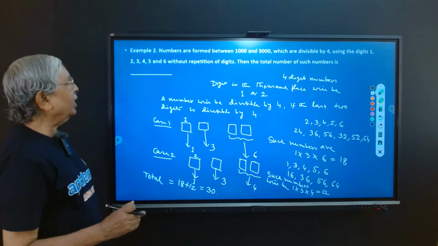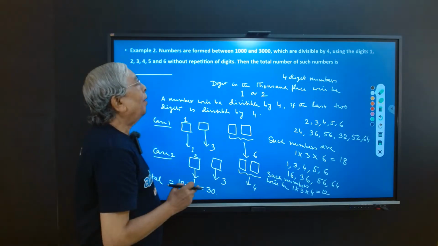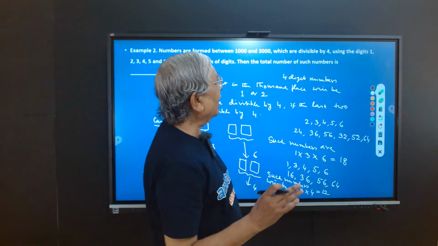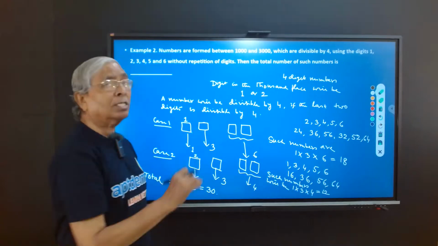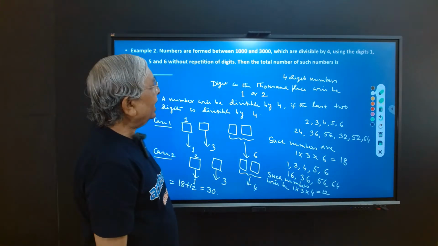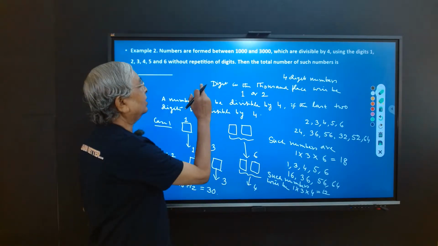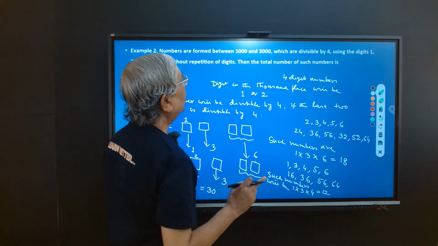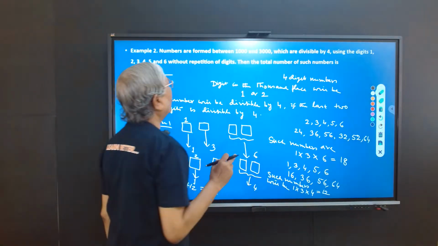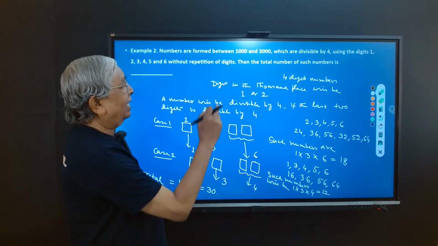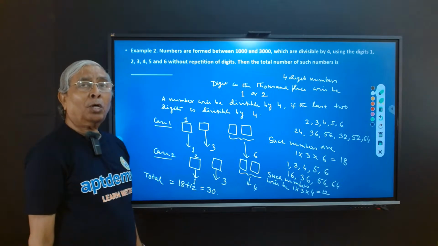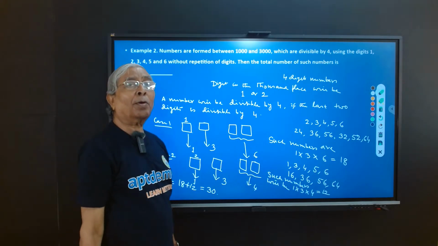Again, I am explaining this. Numbers are formed between 1000 and 3000. Whenever you are given that the numbers are between 1000 and 3000, the numbers must be 4-digit numbers. This is one point. And next, the digit in the 1000 place must be 1 or 2. And here we use the digits 1, 2, 3, 4, 5, 6. And one more point, the number should be divisible by 4. A number will be divisible by 4 when the last two digits are divisible by 4.